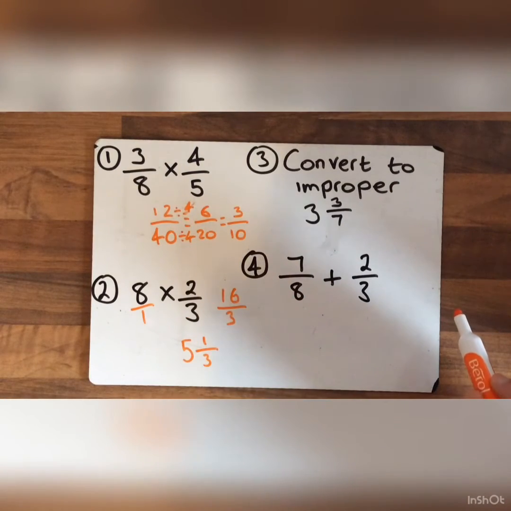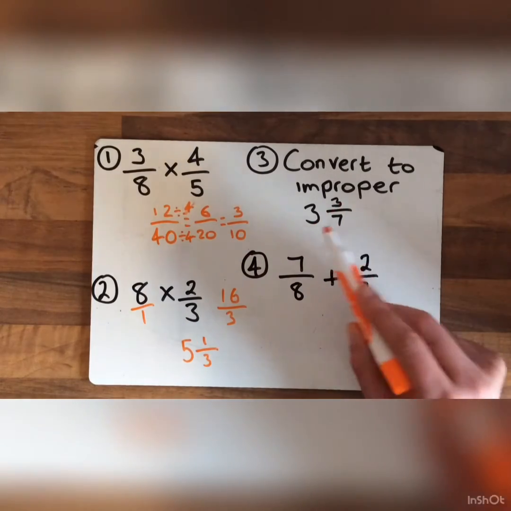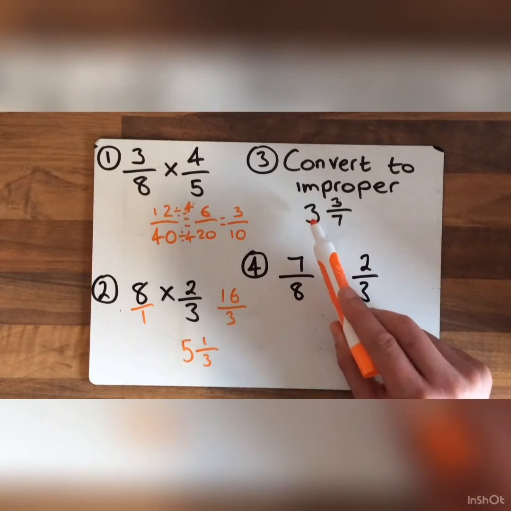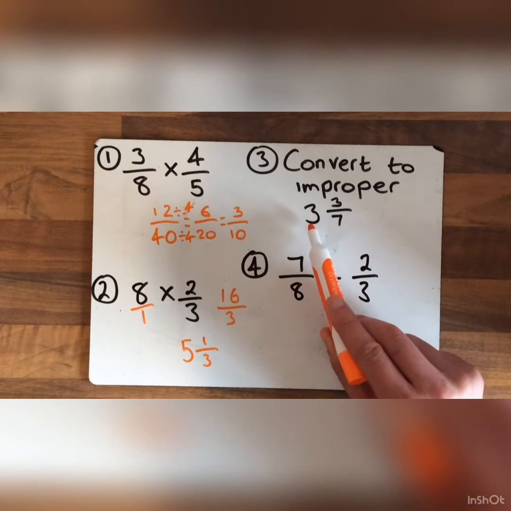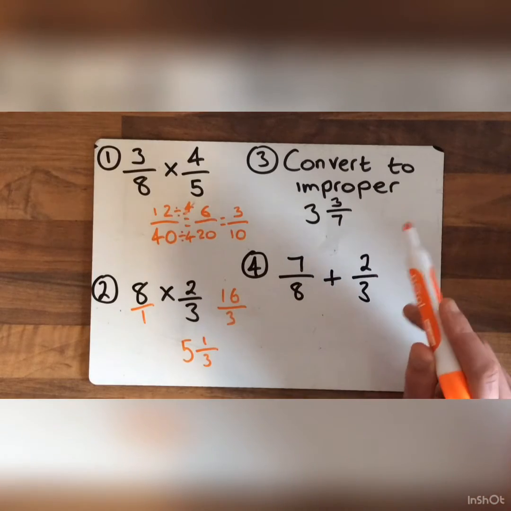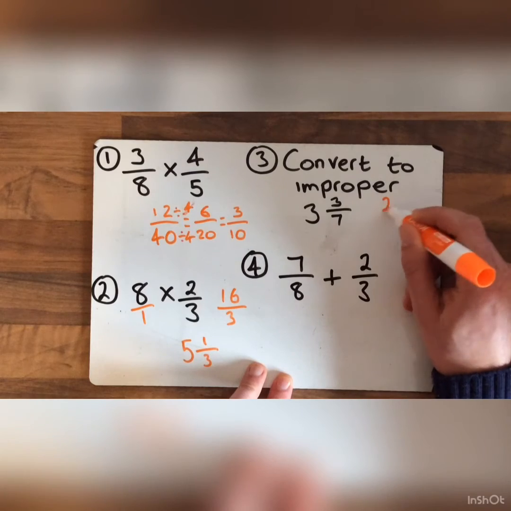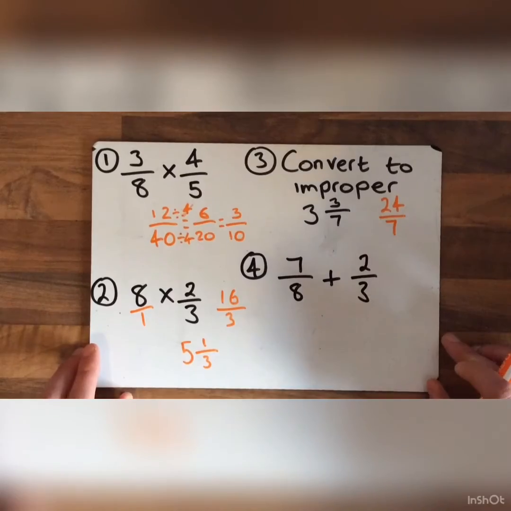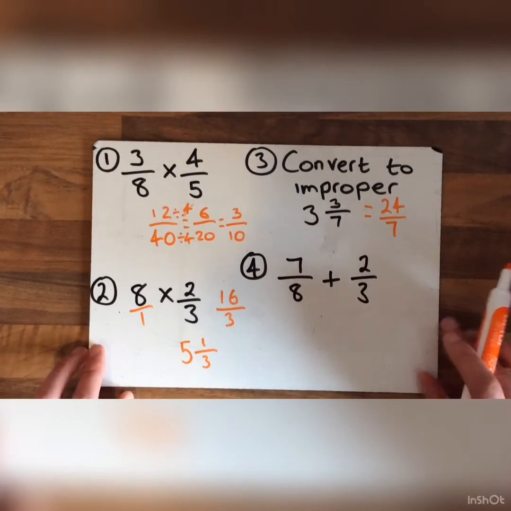Moving on to number 3, converting that number to an improper fraction. This is a mixed number at the moment, it's 3 and 3/7. Remember, we have 3 wholes here, and then we have 3/7 as well. So procedurally, we need to do 3 times by 7, which is 21. Add on the 3, takes us to 24. The denominator stays the same because it's how many 7s we have. 3 and 3/7 is the same as 24/7.